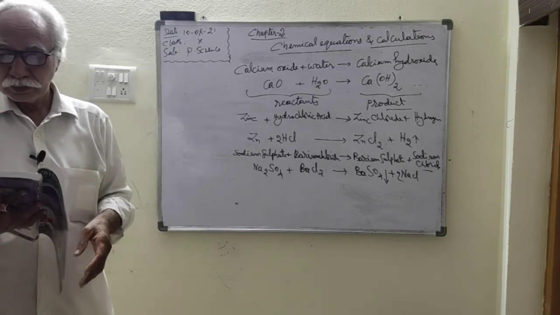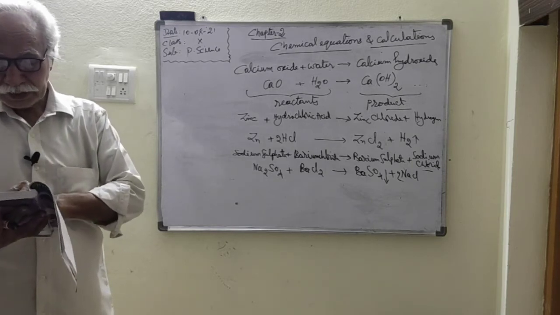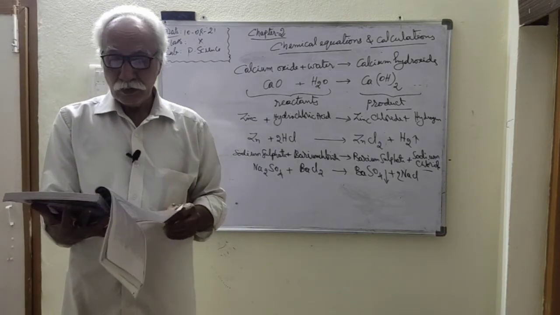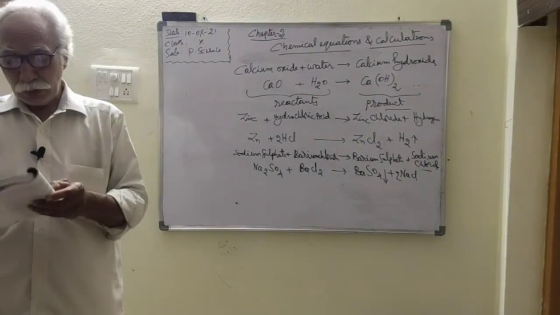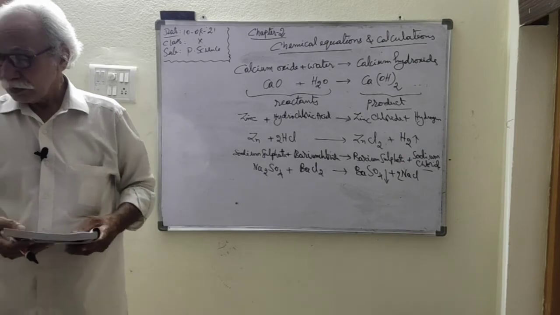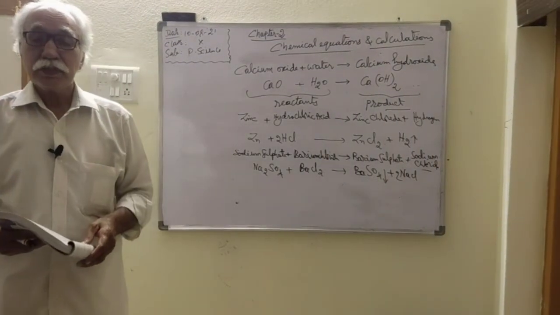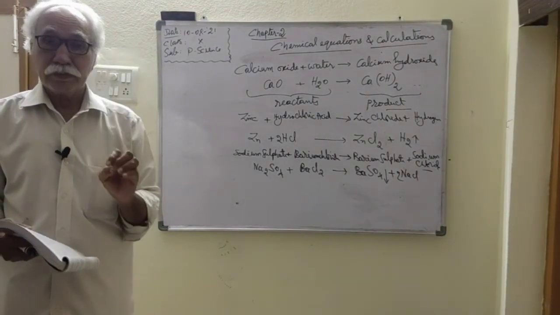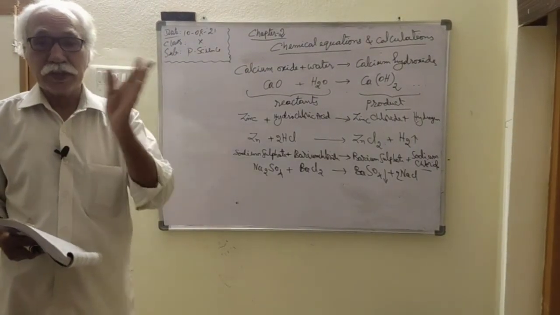Next, balancing of chemical equation. Why should we balance? What is going to balance? According to the law of conservation of mass, in a chemical reaction the mass can neither be created nor be destroyed. The total mass remains constant before and after the reaction.